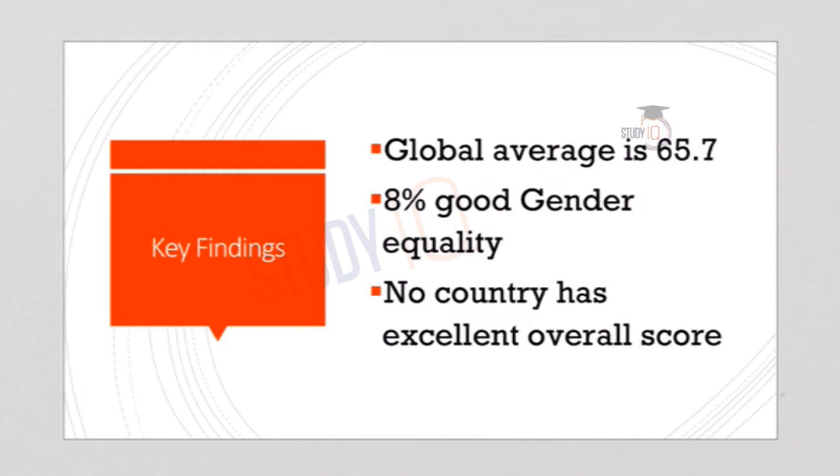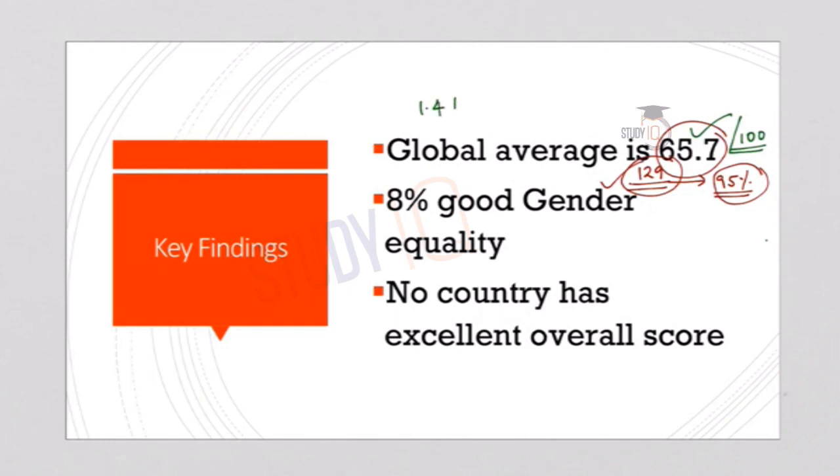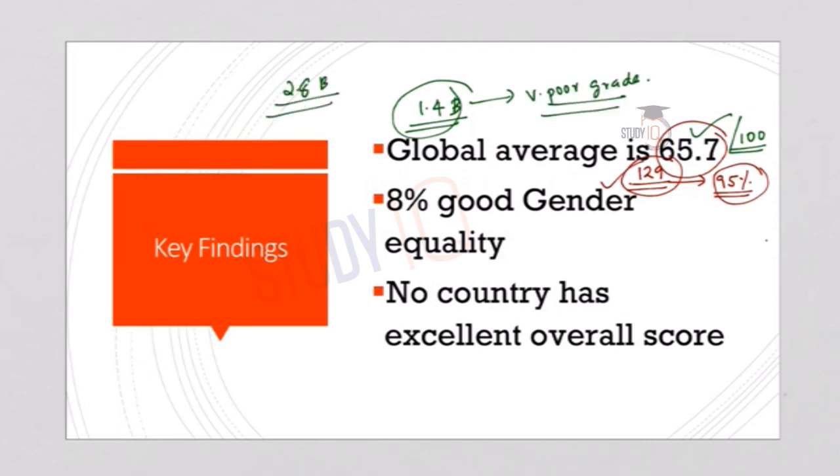Almost 129 countries were analyzed and the global average score is 65.7. These 129 countries account for 95% of women around the world. So the global average is only 65.7 out of 100. Nearly 1.4 billion girls and women are living in countries that get a very poor grade. Altogether 2.8 billion girls and women live in countries that get a score of either very poor or poor. Very poor means those countries that have a score of 59 and below.